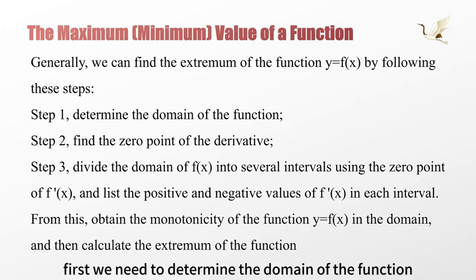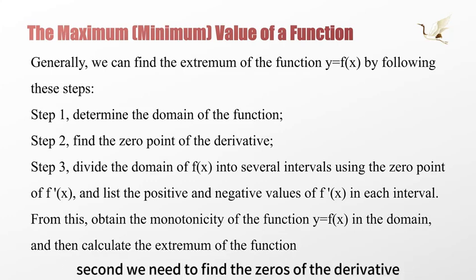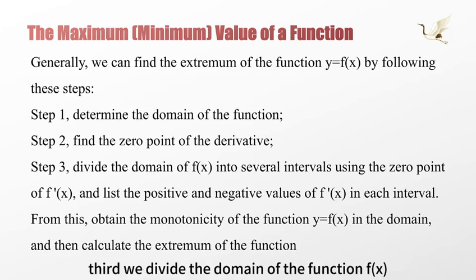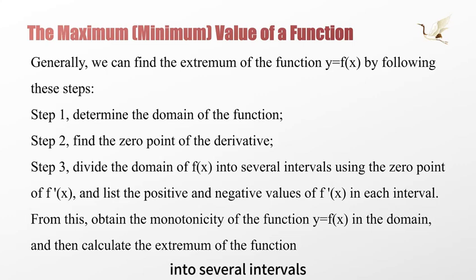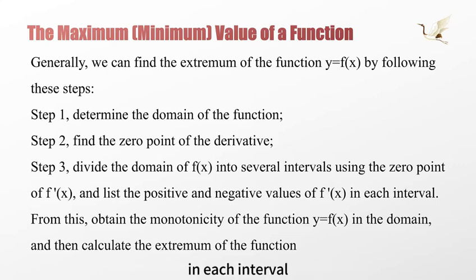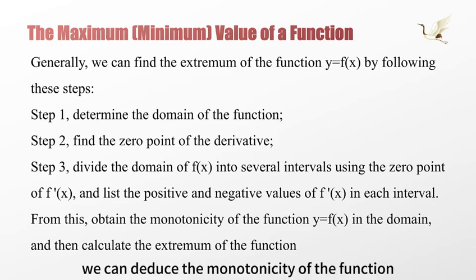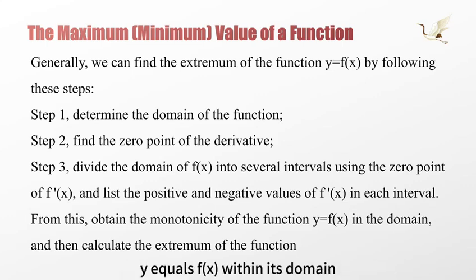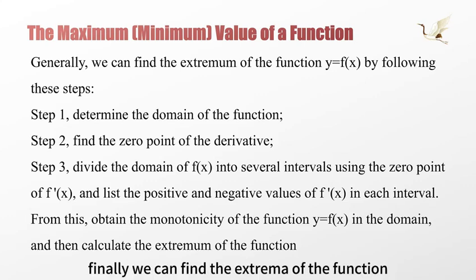First, we need to determine the domain of the function. Second, we need to find the zeros of the derivative. Third, we divide the domain of the function f(x) into several intervals using the zeros of the derivative. We then list the signs of the derivative in each interval. From this, we can deduce the monotonicity of the function y = f(x) within its domain. Finally, we can find the extrema of the function.